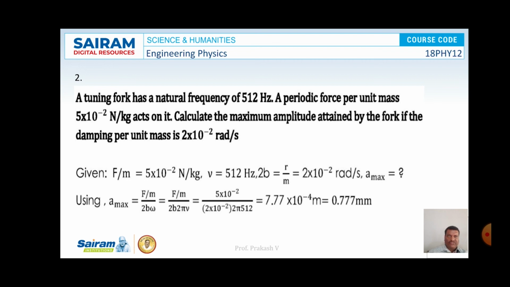And what is A max? So A max is equal to F by m by 2b omega, or F by m divided by 2b into 2 pi mu. So substitute the contents, that is 5 into 10 to the power minus 2 divided by 2 into 10 to the power minus 2 into 2 pi into mu, that is nothing but 512. So on simplification, we get 7.77 into 10 to the power minus 4 meter, which is equal to 0.777 millimeter. So that's the maximum amplitude observed in this problem.